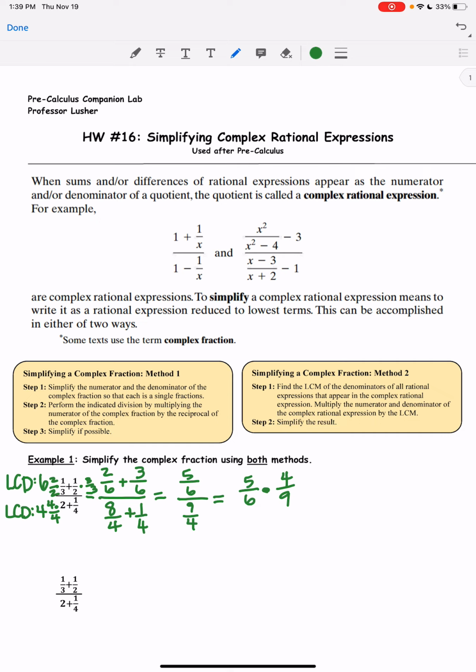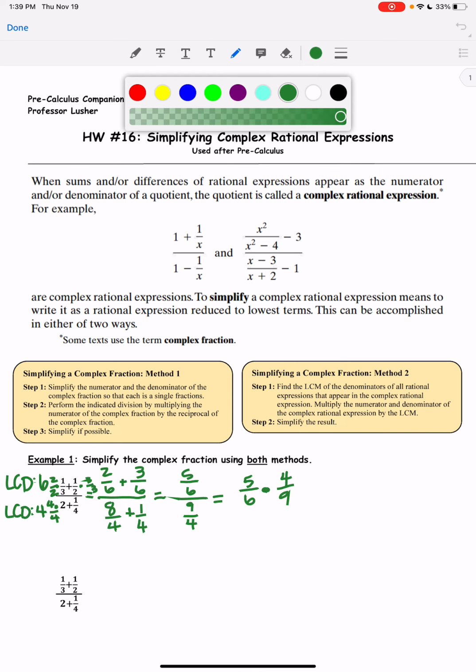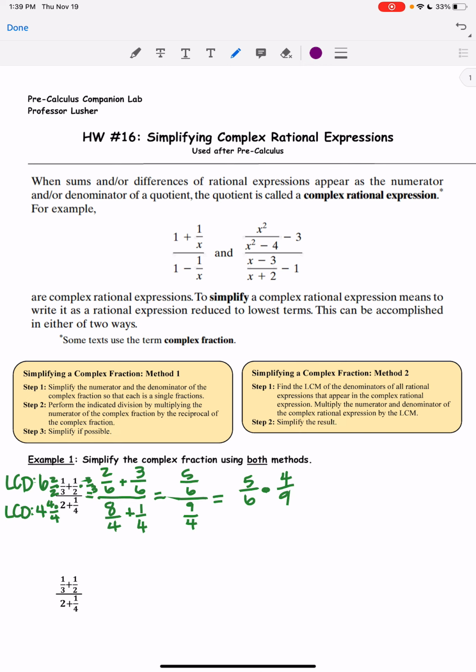I'm going to simplify before I even multiply. 5 and 9 can't reduce, but 4 and 6 can. So divide them both by 2, and this becomes a 2, this becomes a 3. And now multiply straight across. 5 times 2 is 10. And 3 times 9 is 27.